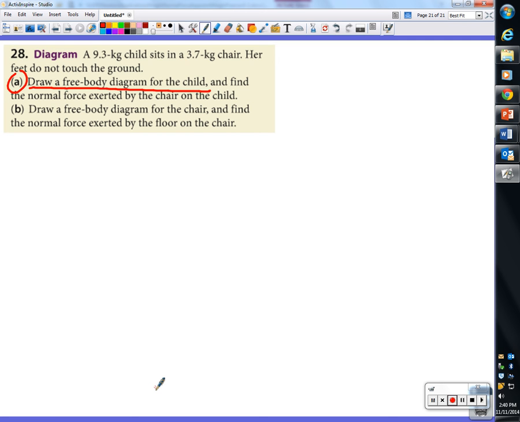So yesterday we learned free body diagrams are what? A sketch of all the forces. It starts with a picture. Your picture can be as detailed or not as detailed as you want it to be. There's a kid sitting in a chair. Feet don't touch the ground. Doesn't matter. All I want in this free body diagram is a picture of the kid and the forces that are acting on the kid.